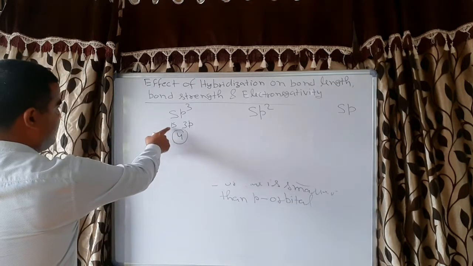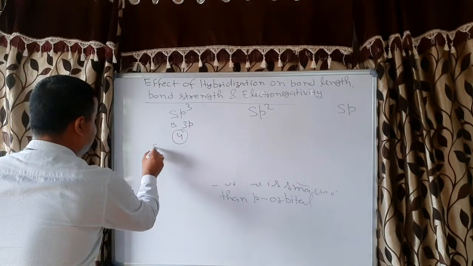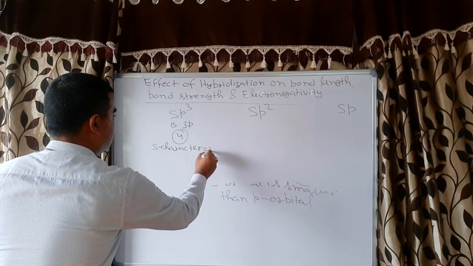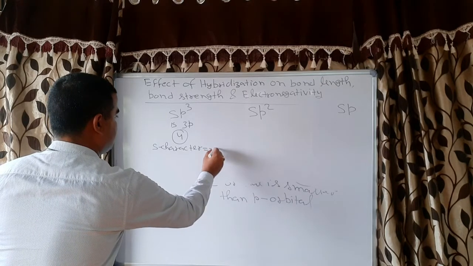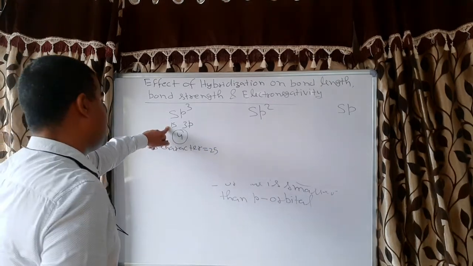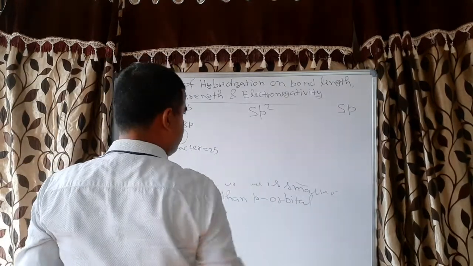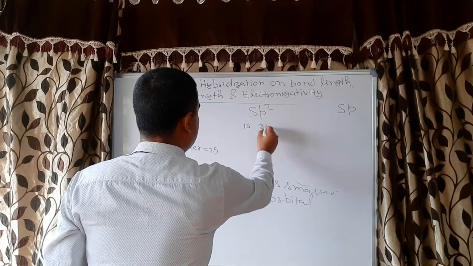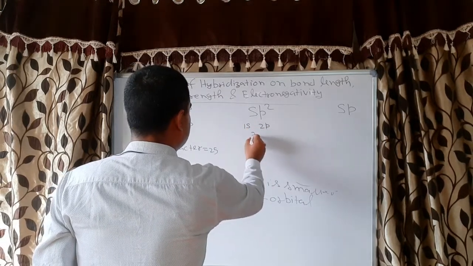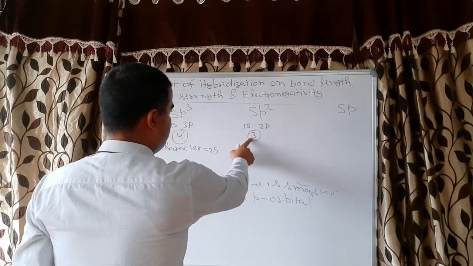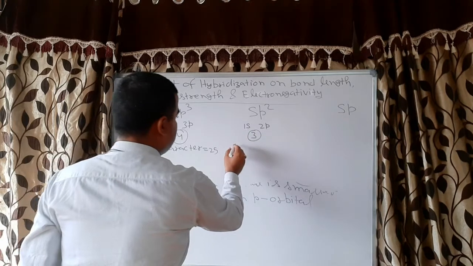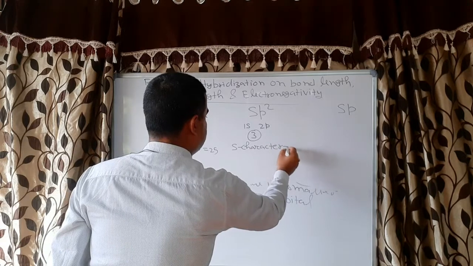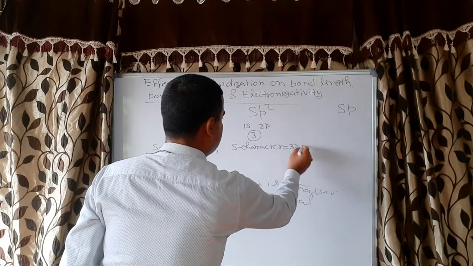Out of 4 orbitals, 1 is an s orbital. It means the s character is 25%, because out of 4 only one is an s orbital. Now come to the sp2 hybrid orbital. Here it is one s orbital and 2 p orbitals, so the total is 3 orbitals. Out of the 3 orbitals, 1 is an s orbital. It means the s character is 33%.